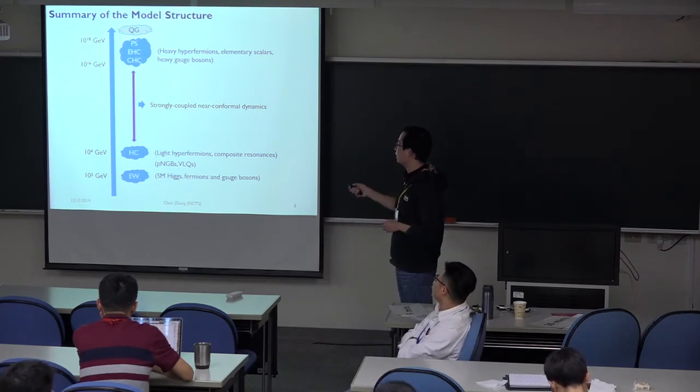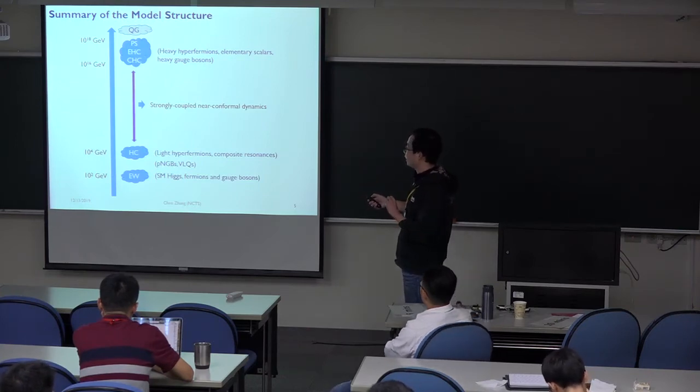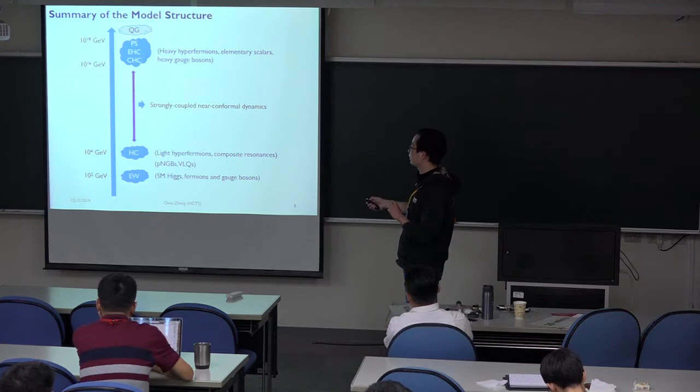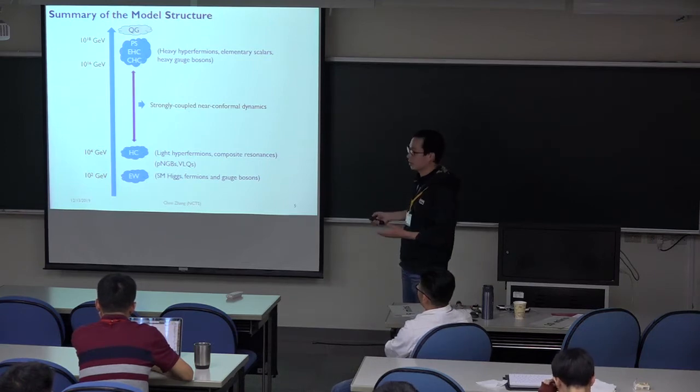Oh yeah, I need to mention that elementary scalars are only introduced at this very high scale, namely about 10^16 GeV. Because the elementary scalars are very heavy, we don't worry about their tuning. And below that scale, we don't have elementary scalars.